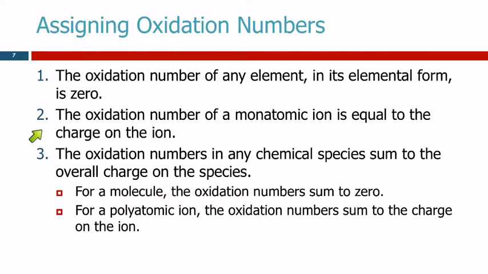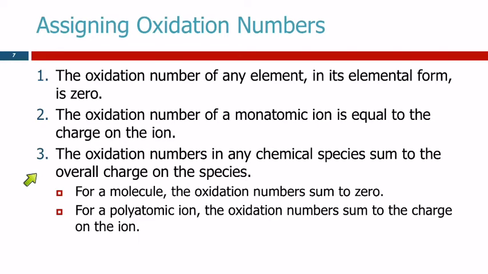The oxidation number of a monatomic ion is equal to the charge on the ion. It's just the same thing. So there's nothing new to learn there. You know, sodium ion, we know from the periodic table its charge is +1. So the oxidation number would be +1.